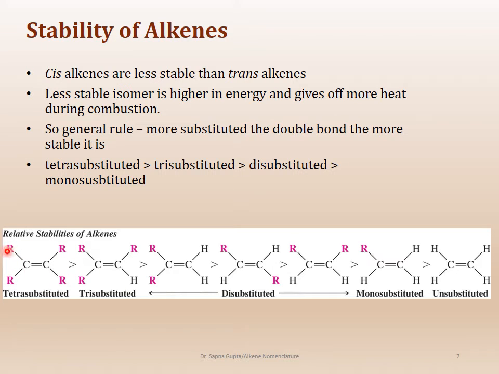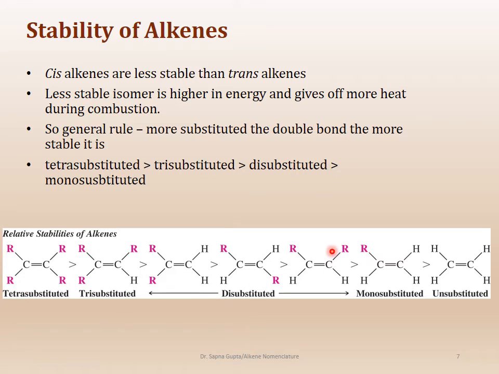So here, if you look on the left-hand side, then we have all alkyl groups around the double bond, and on the right-hand side, we have no alkyl groups at all. So this is just ethene, and ethene is the least stable of all of these alkenes. So again, the more substituted an alkene is, the more stable it is going to be.